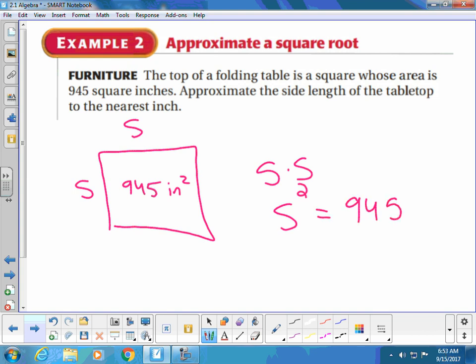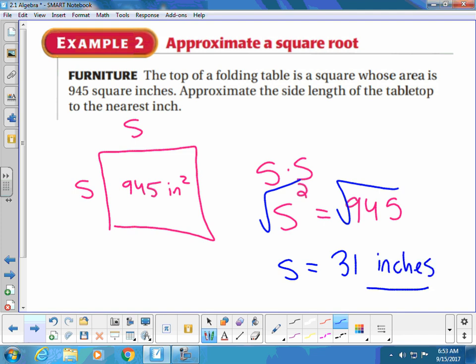So to kind of work backwards, we can square root the 945 to find the length of one side of the table. Now it did say approximate to the nearest inch, so when I typed it in my calculator, you can go ahead and try that, you get 30.7. We would want to round that up to 31, and our label would be inches, because that's a length, not an area.